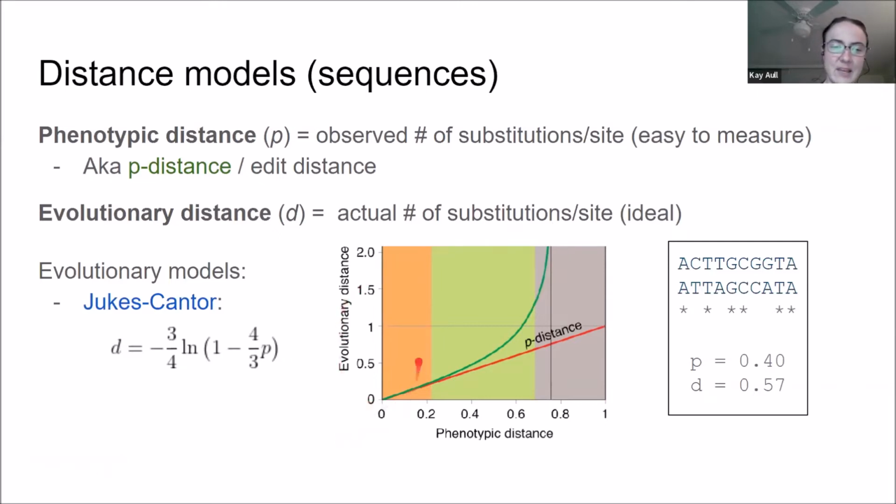But if you are living in this fairly safe regime where things are not that different, there may be 20% difference, then you can treat these things as identical. Most of the things you would do by hand, you can live in this range where you can treat phenotypic distance as evolutionary distance. That is something to be aware of. As you get into larger separations, that is no longer true.